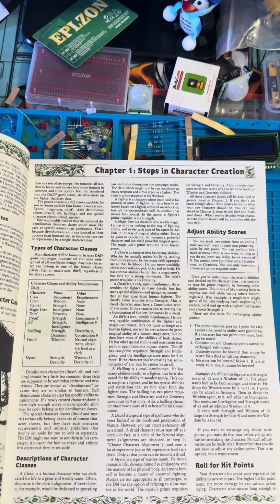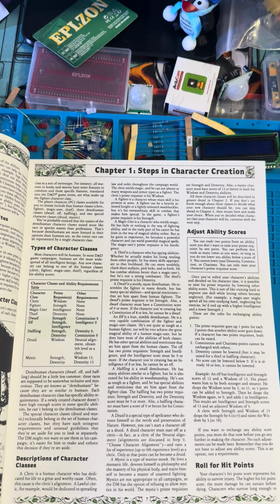A druid is a special type of spellcaster who devotes himself to the needs and preservation of nature. However, you can't start a character off as a druid. A druid character must start off as a cleric, in fact, as a cleric of the neutral alignment, and earn a lot of experience up to 9th experience level as a cleric. Only at that point can he become a druid.